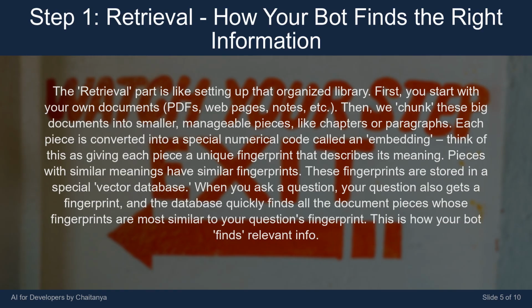When you ask a question, your question also gets a fingerprint, and the database quickly finds all the document pieces whose fingerprints are most similar to your question's fingerprint. This is how your bot finds relevant info.